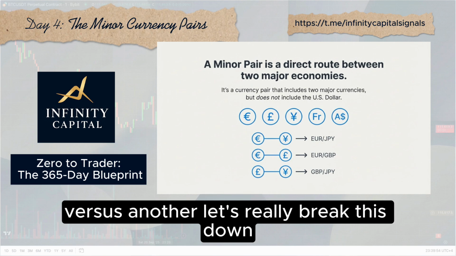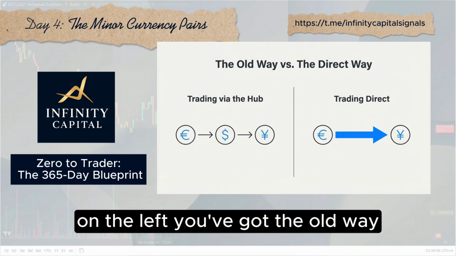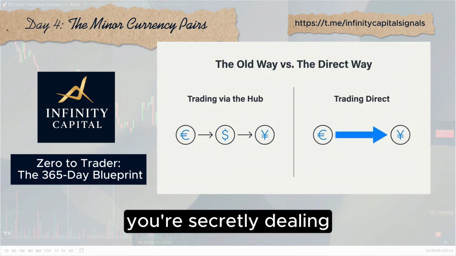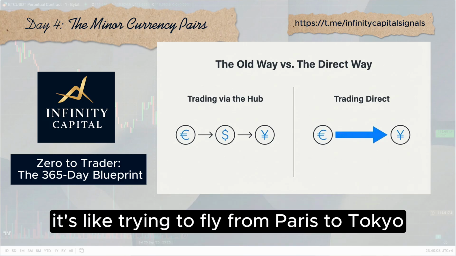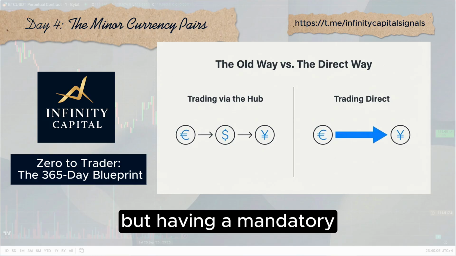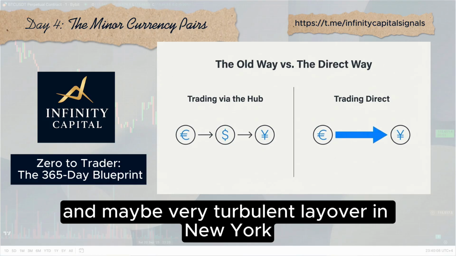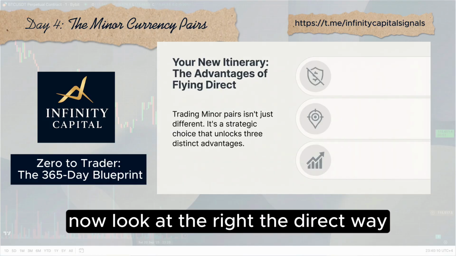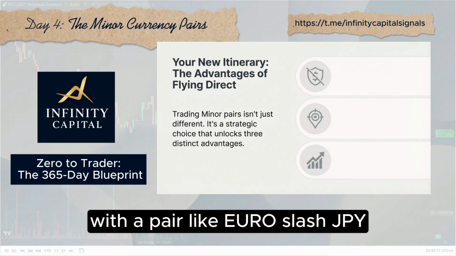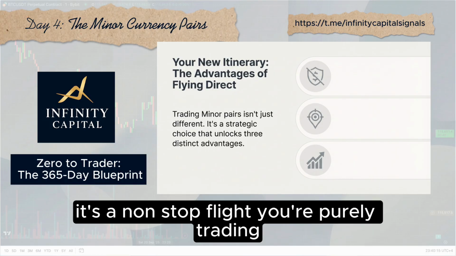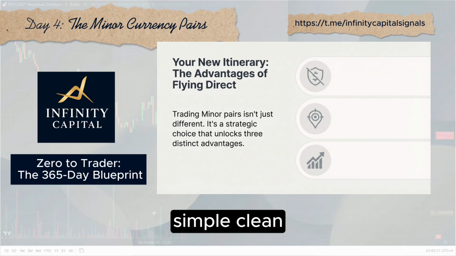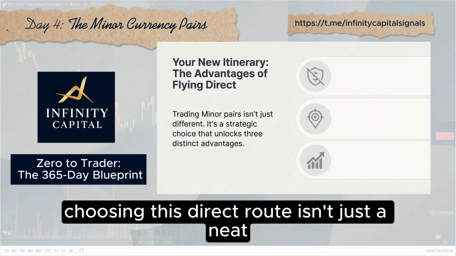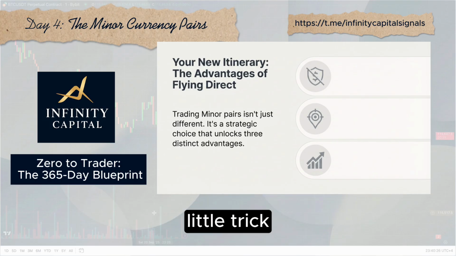Let's really break this down. On the left, you've got the old way. If you want to trade the euro against the yen, you're secretly dealing with the dollar's influence in the background. It's like trying to fly from Paris to Tokyo, but having a mandatory and maybe very turbulent layover in New York. Now, look at the right, the direct way with a pair like the EURJPY. It's a non-stop flight. You're purely trading the relationship between the Eurozone and Japan. Simple, clean, direct.